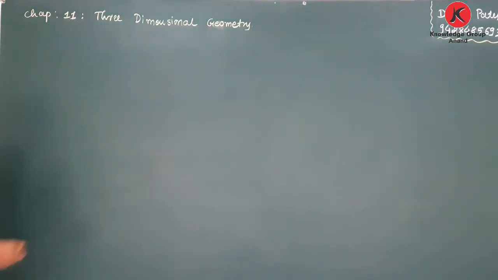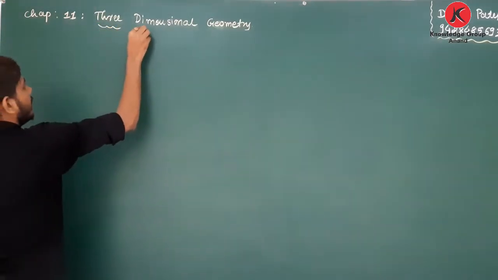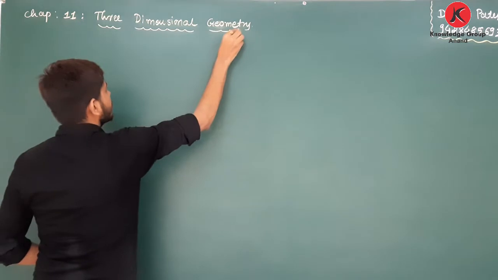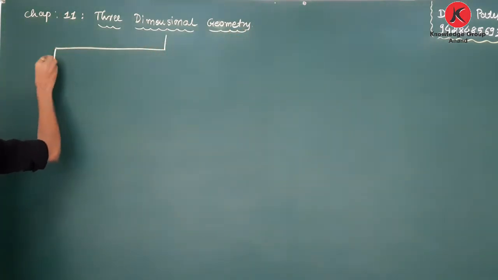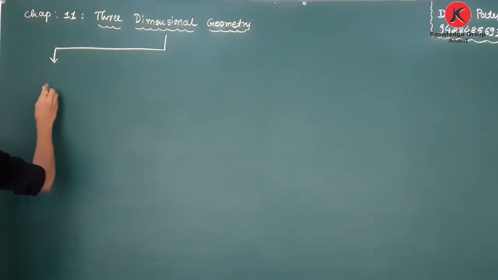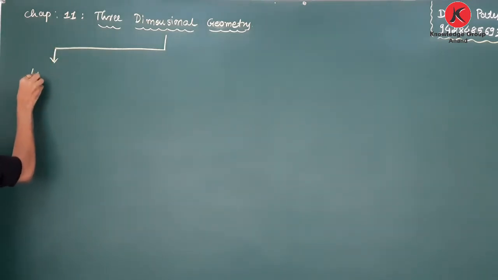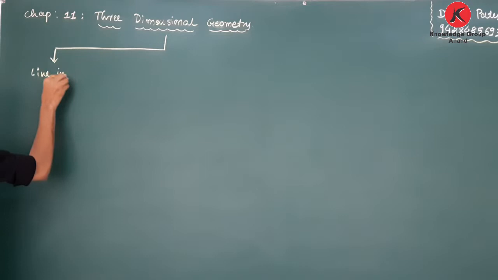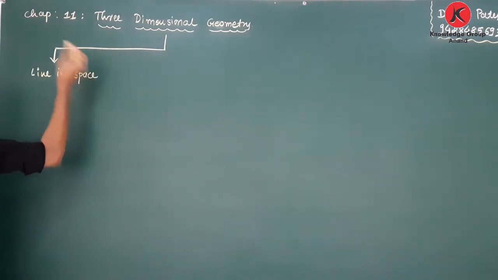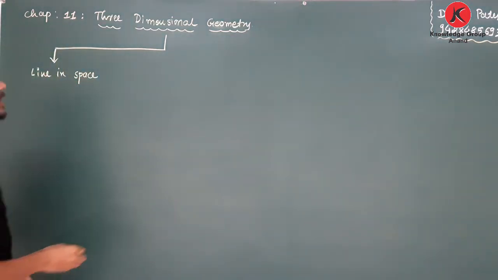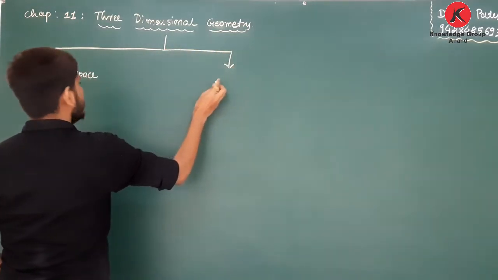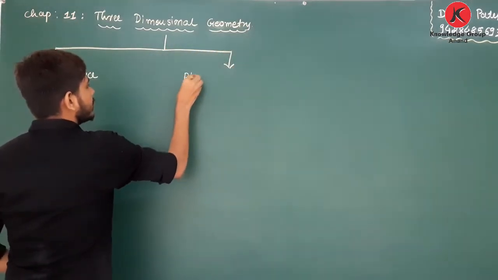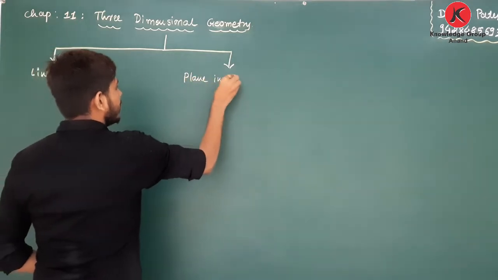In this chapter, we are going to learn two parts. The first part is related to the line in space, and the second part is going to be plane in space.